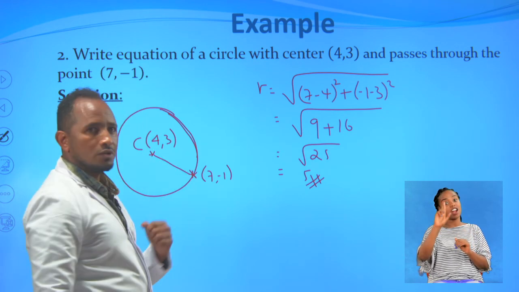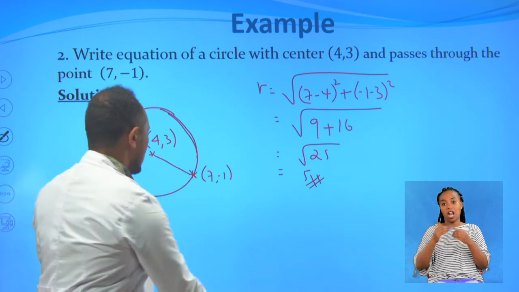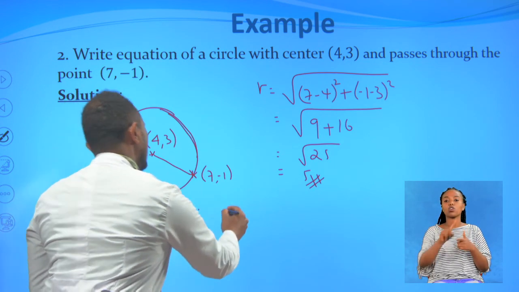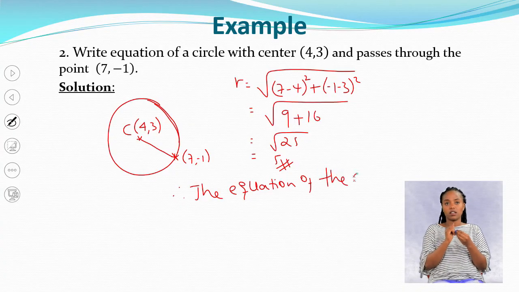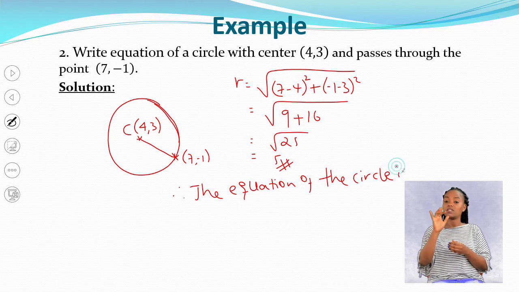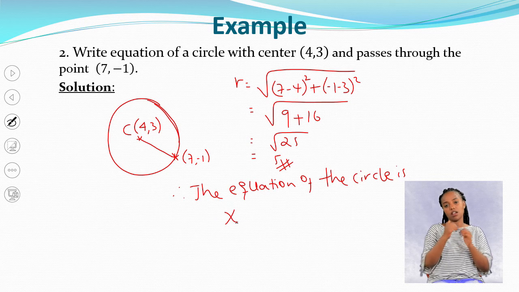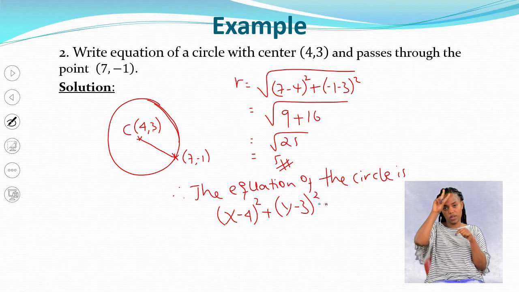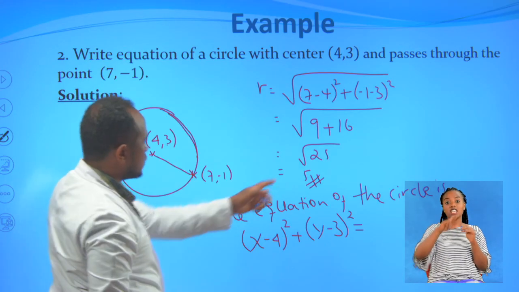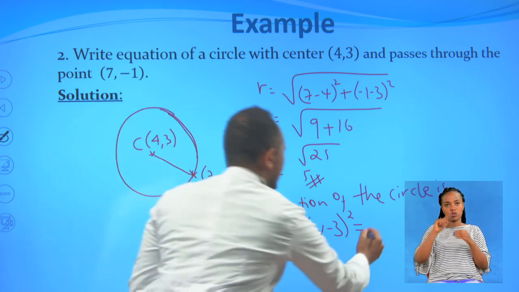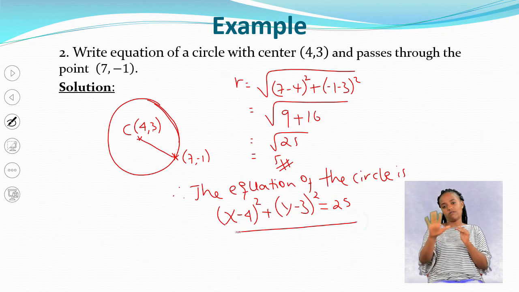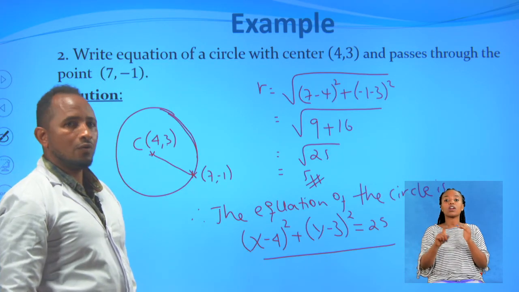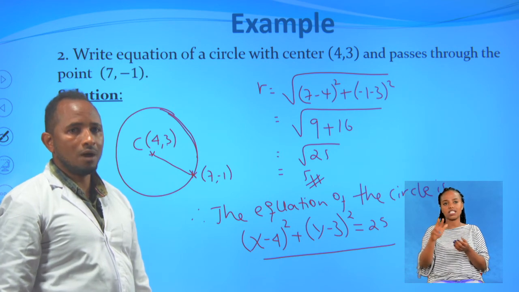Once you have the radius and center, you can apply the formula and write the equation. Therefore, the equation of the circle is x minus 4, the x coordinate of the center, the whole squared, plus y minus 3 the whole squared, is equal to the radius squared. The radius we found is 5, and when you square it, the answer is 25. So this is the equation of a circle with center 4, 3 and passing through the point 7, negative 1.